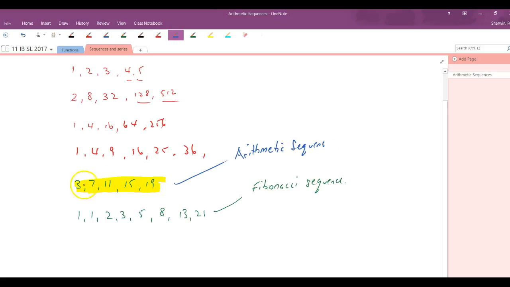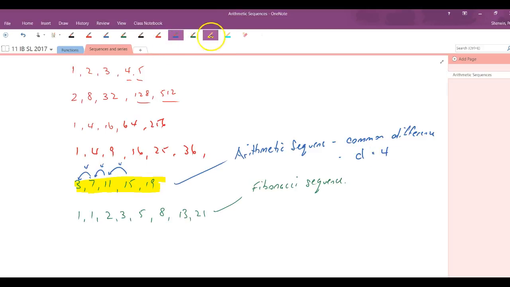because that has a feature such that any term less the one in front gives us the same number. If you take any term and subtract the one in front, you get, in all these cases, 4. So what we say from that is that we have a common difference. We call that common difference D. So the feature of arithmetic sequences is that they have a common difference, D, and in this particular example, it's equal to 4.